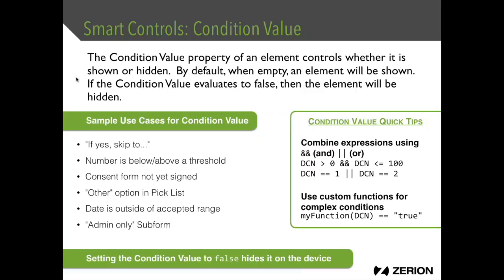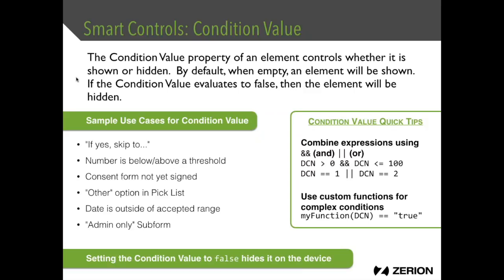Another example is a consent form, where if the user who is being interviewed does not agree to the consent form, then it doesn't make sense for them to be able to fill out the rest of the form. And so you can have a consent form at the very beginning of your form, and depending on whether the consent is a yes or a no, you can then hide elements afterwards.